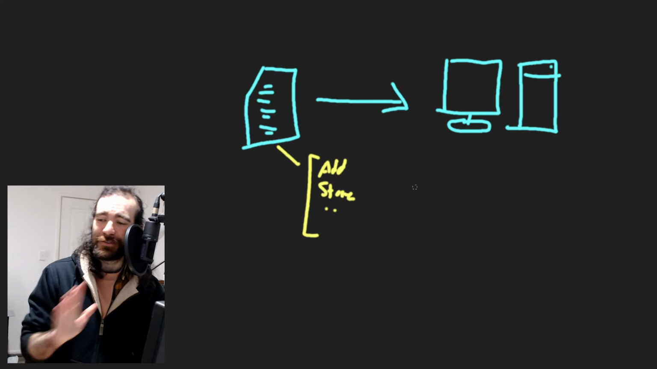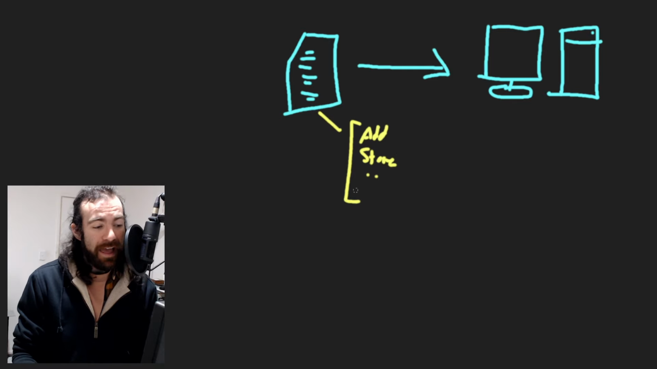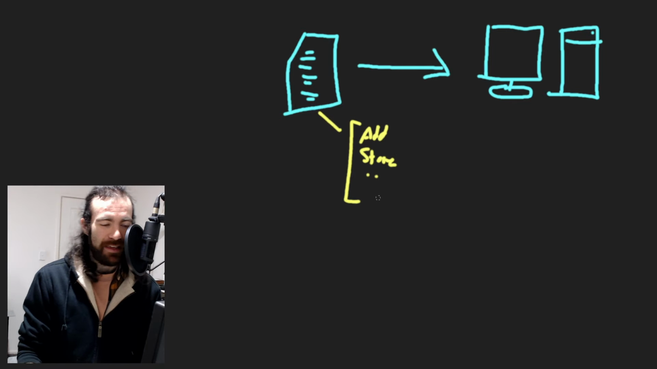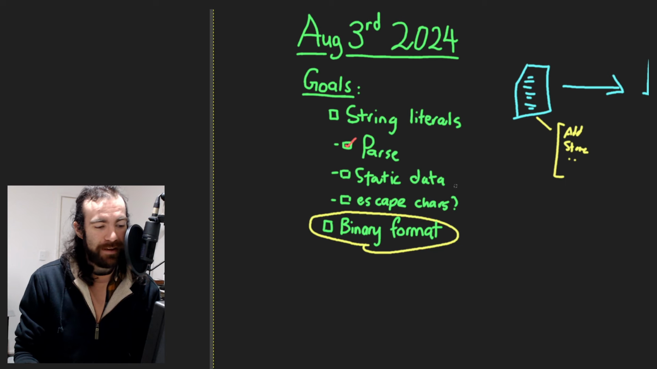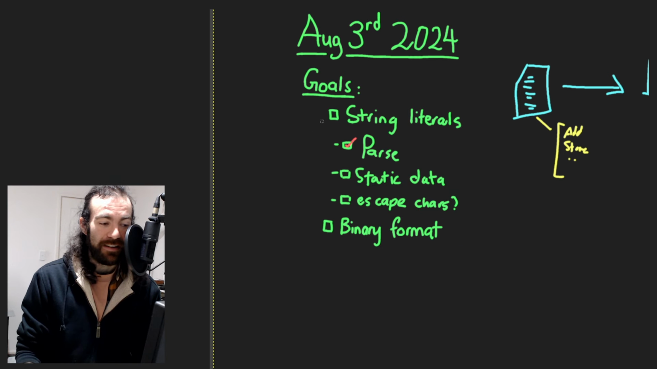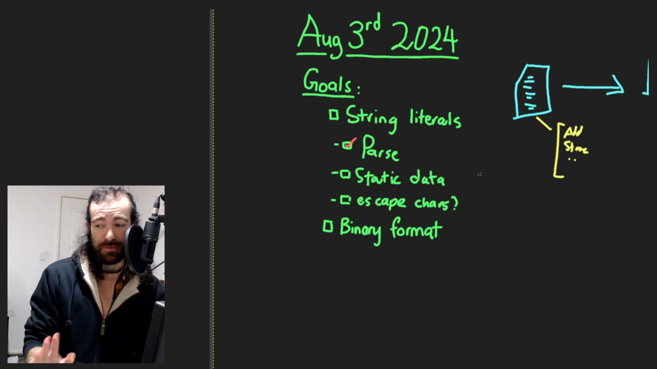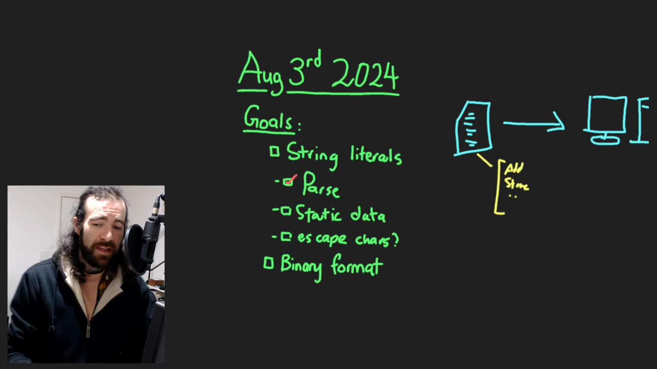We don't want to use a format as complicated as ELF, but I have outgrown the effectiveness of just doing this. So today, we're going to define a binary format that's going to allow us to handle static data, and then we're going to hopefully be able to check off string literals at some point today. That's the goal.